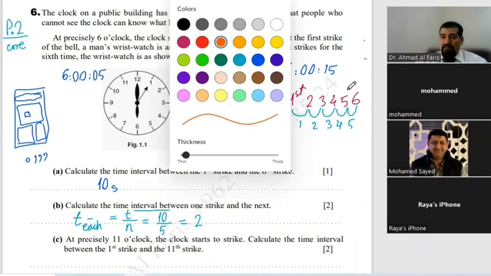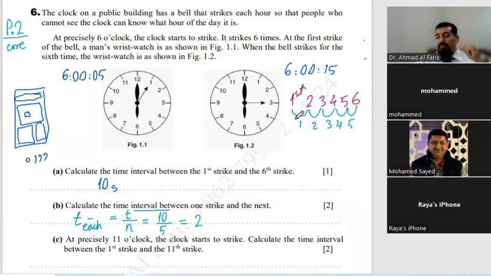Now, the first strike, I will assume it's the 0th thing, and I will start counting after it. They ask about the time interval between each strike and the next strike. So from here to here, how much time it needs, that's what they ask for. So I have 1, 2, 3, 4, 5 time intervals. So I will divide the total time difference, which is 10 seconds, by the number of time intervals, which is 5, and I'll get 2 seconds.